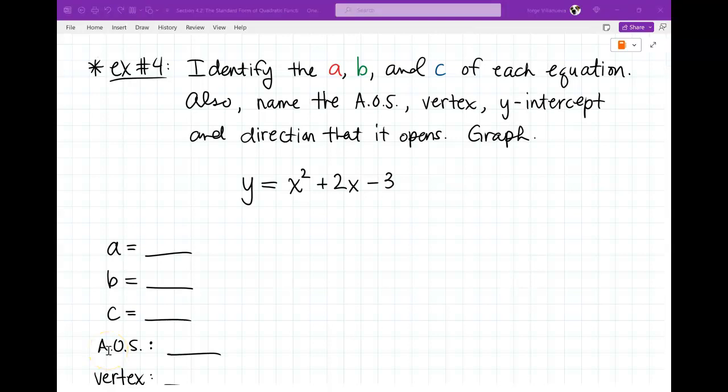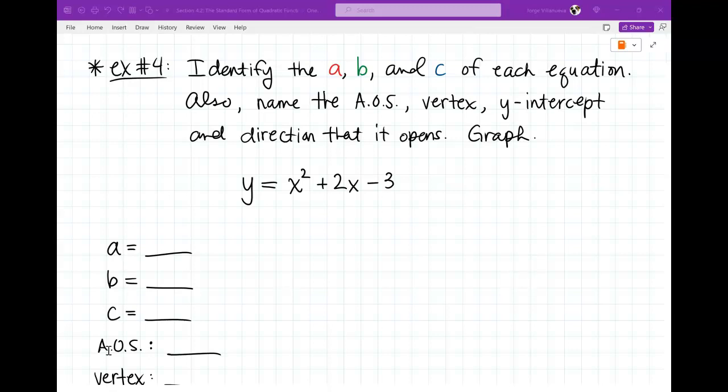All right, so final example, example number 4. It says identify the A, B, and C of each equation. So that should be pretty easy, right? Just kind of write them down. Also, name the axis of symmetry, the vertex, the y-intercept, and direction that it opens, and then graph it. So there's a lot of stuff. The only ones that really do take a little bit of work are the vertex and the axis of symmetry. Other than that, it's pretty straightforward.